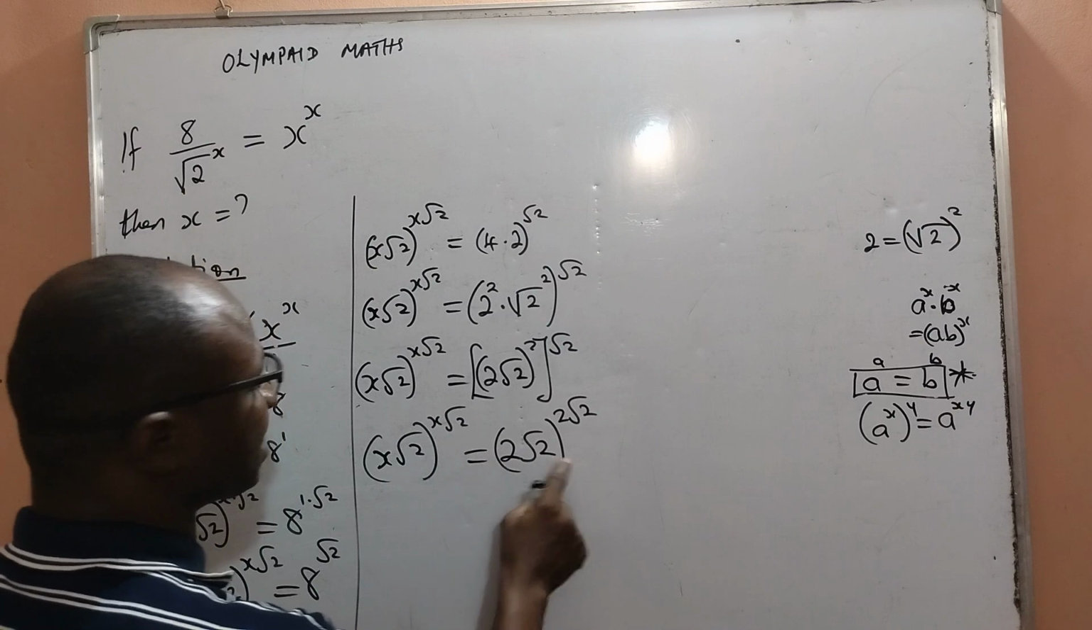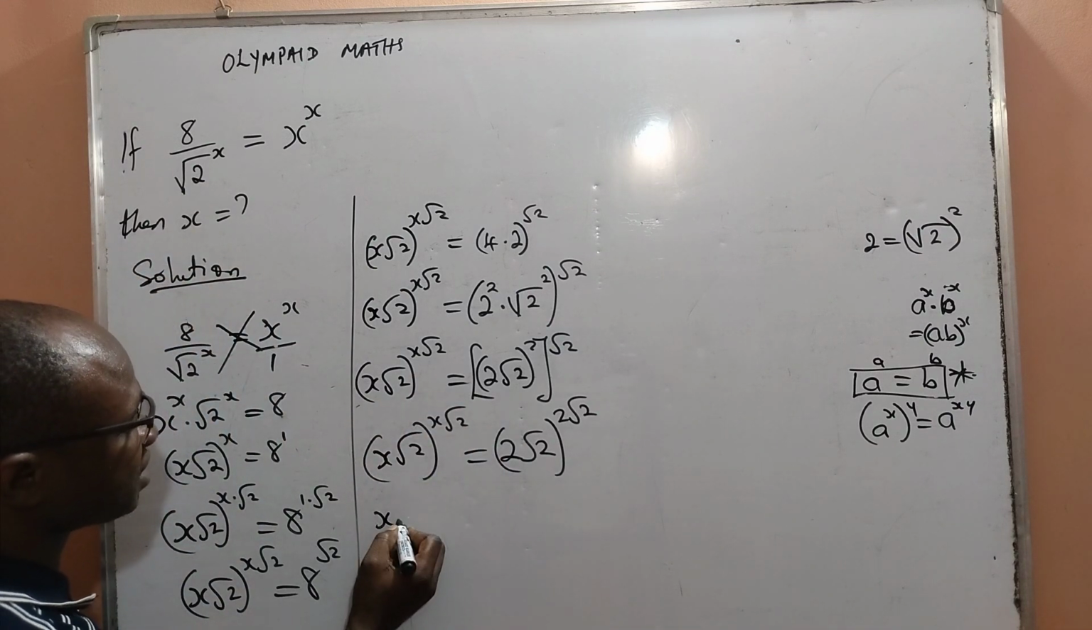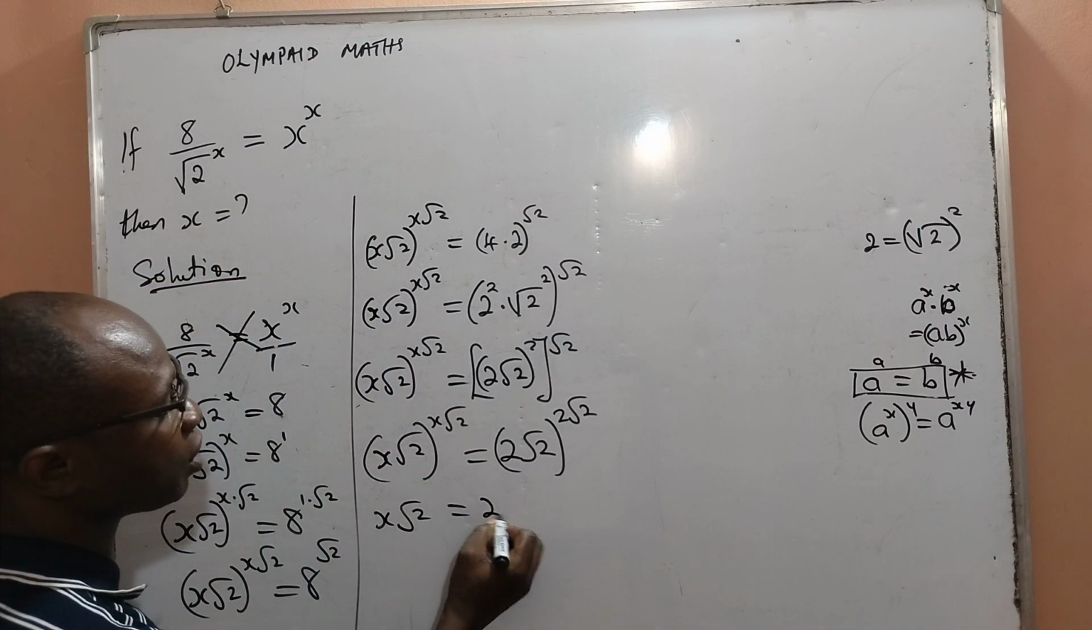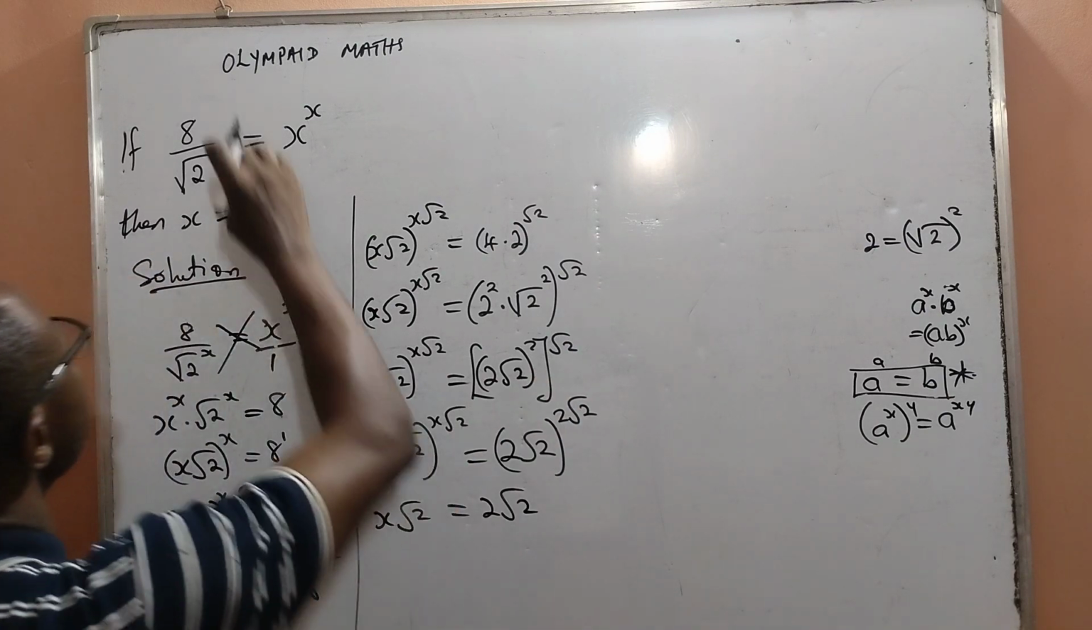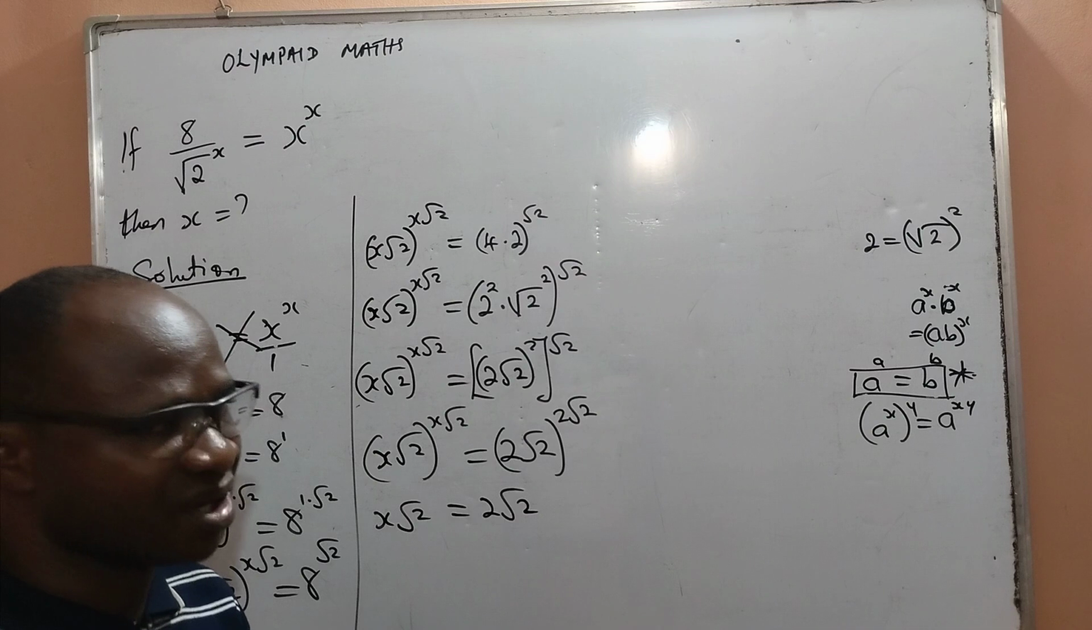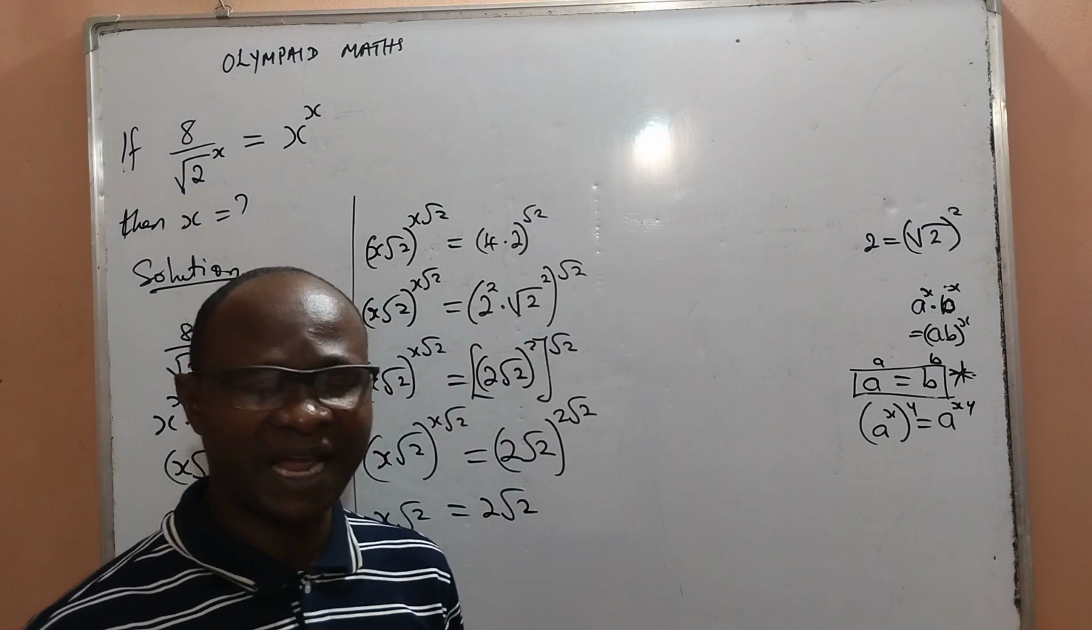We conclude that the bases are the same, meaning that x square root of 2 is equal to 2 root 2. At this point, to get the value of x, which the question has asked us to find, is very easy.